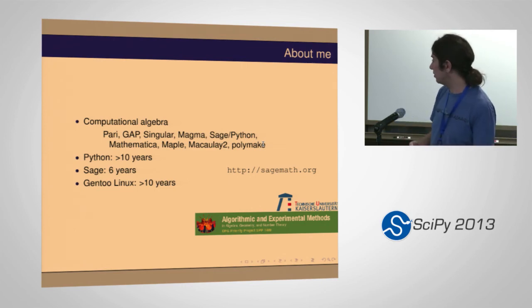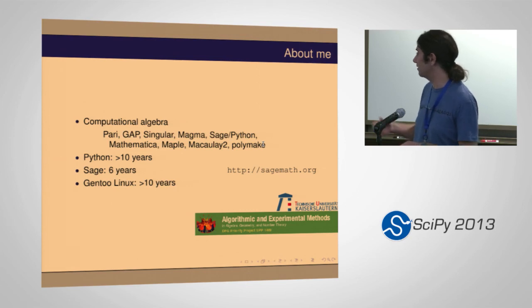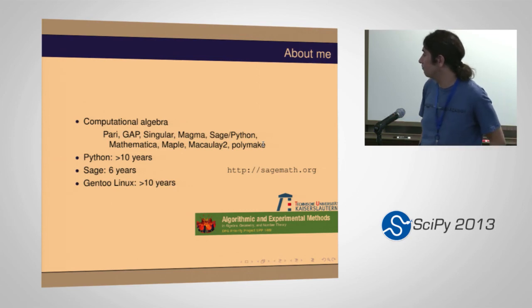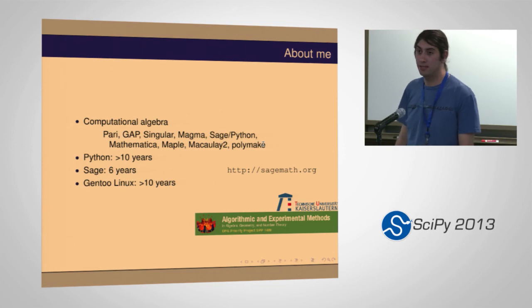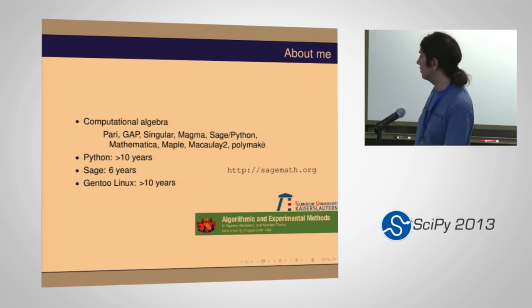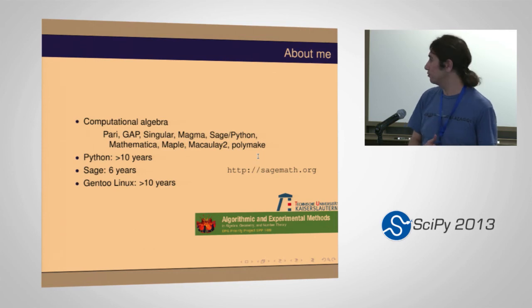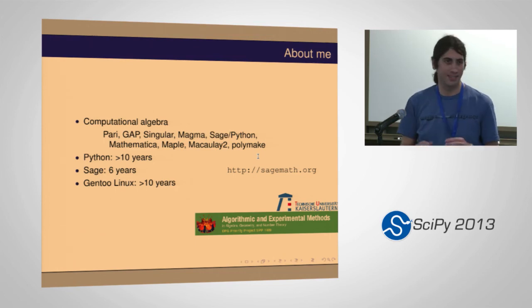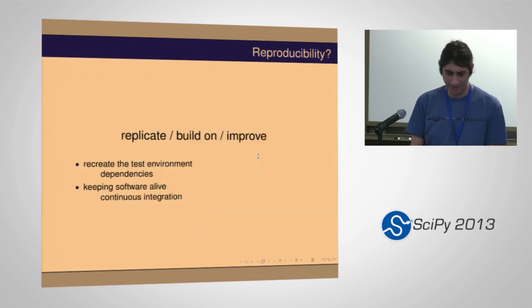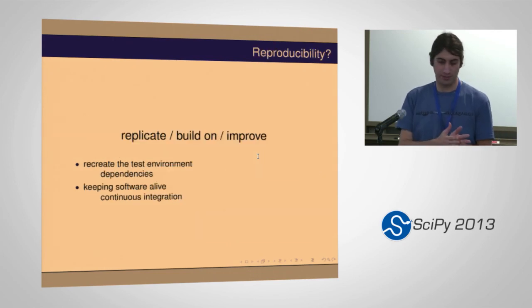And for the last 2 years, I was working at the University of Kaiserslautern in a priority program in Germany called Algorithmic and Experimental Methods in Algebra, Geometry and Number Theory. It's a collaboration of about 30 projects in mathematics where people want to use different subsets of the software that is listed there. So the problem was to bring these together and put them on the same system for different users all around. Then we came to the idea of distributions.